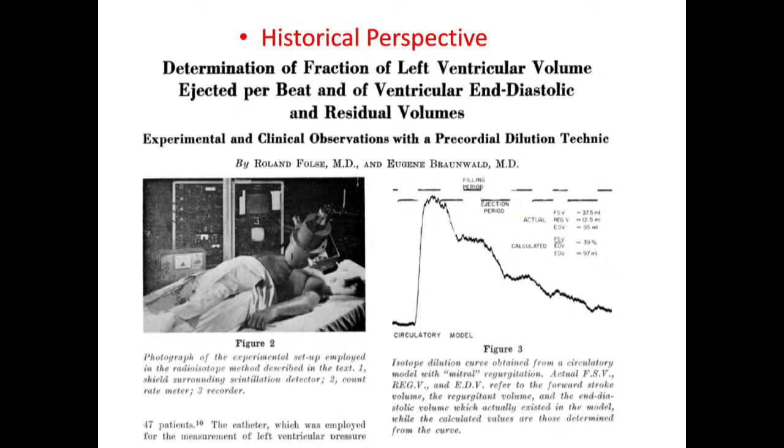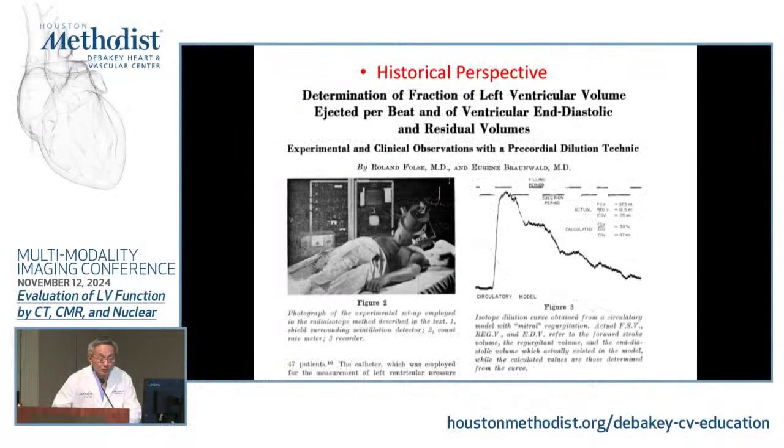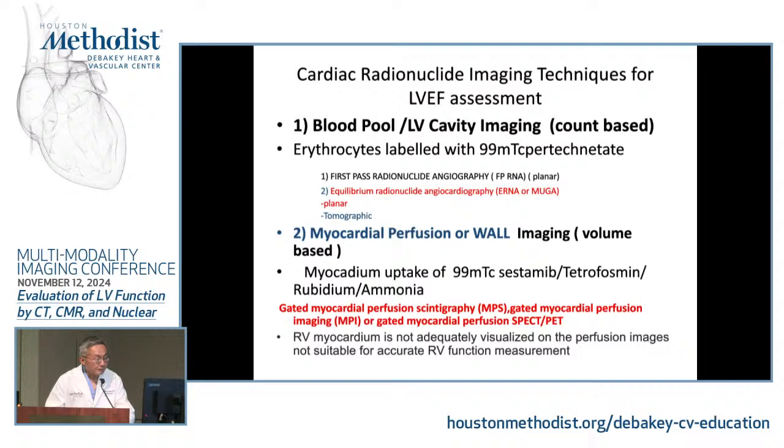And obviously, the first attempt to link LV function with prognosis, especially in valvular heart disease, was done with nuclear technique. The seminal papers on AI and MR were all done with nuclear technique. So what nuclear technique do we use? There are two ways of measuring EF here.